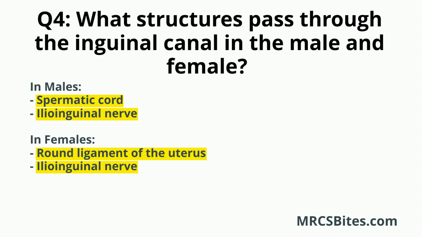upper medial thigh. In females, round ligament of the uterus, a fibrous cord that helps anchor the uterus in place. Ilioinguinal nerve, also present in females, providing sensation to the skin over the groin and the upper medial thigh.